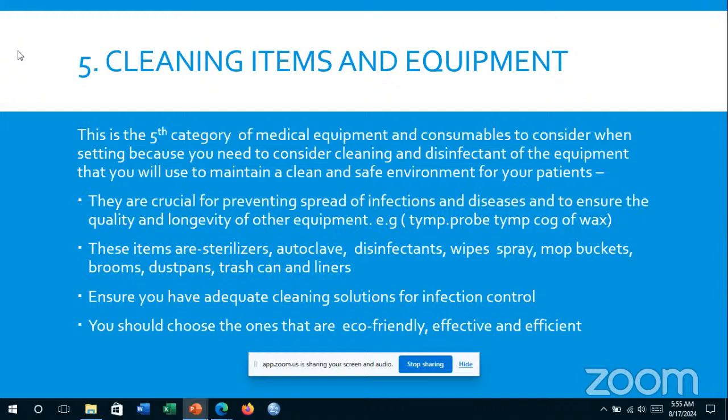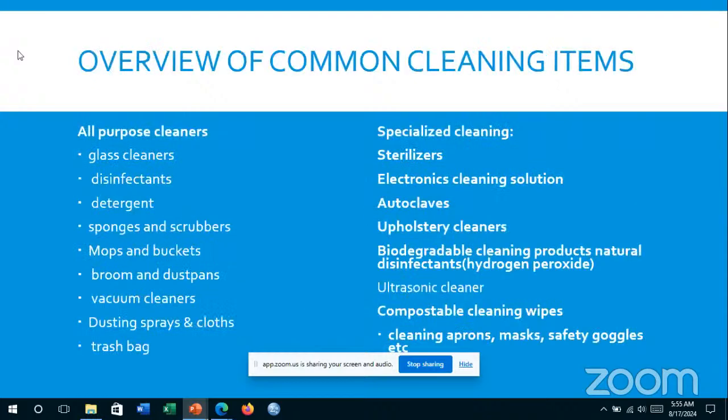We have all-purpose cleaners, all those simple things that you are seeing around, like detergents, disinfectants, sponges and scrubbers, mops and buckets, broom and dustpan, vacuum cleaner, and you can see as well we have specialized cleaning. Those ones are the sterilizers, autoclaves, electronic cleaning solution. You know, there are many, like ultrasound scanner cleaner. They are all there for us to have. We must consider having them around where we are working, so we will not be running up and down when the need arises. So also to number 6, which is for emergency.